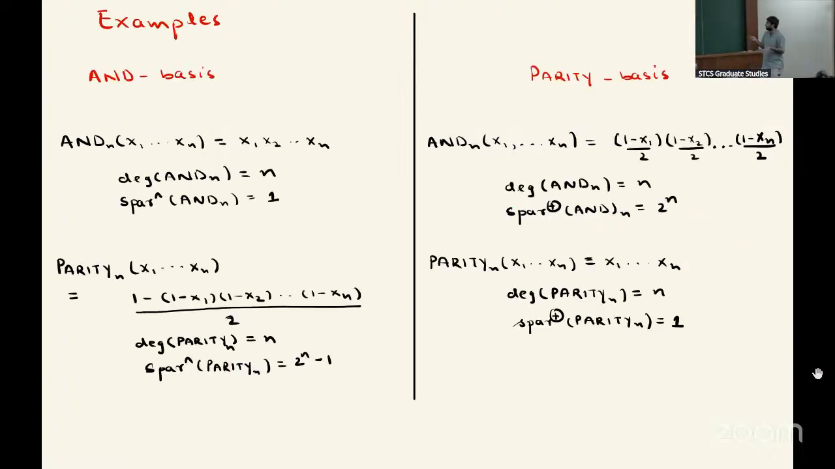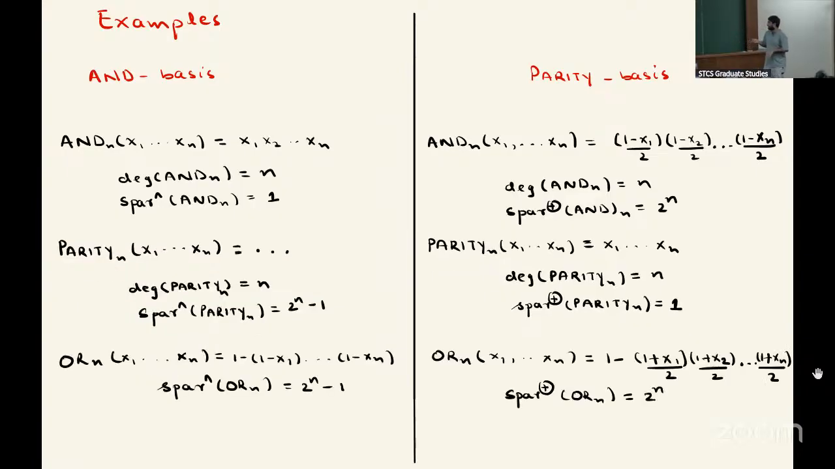For example, the AND function has sparsity 1 in the De Morgan basis, obviously. But in the parity basis, it will have sparsity like 2 to the n. Similarly, the parity function obviously has sparsity like 2 to the n minus 1 in the De Morgan basis. You can write these things out yourself. But the parity function in the parity basis obviously has sparsity just 1. On the other hand, the OR function has sparsity at most 2 to the n minus 1 in the De Morgan basis, and it has sparsity 2 to the n in the parity basis as well. As you can see, sparsity can change drastically between the two bases.